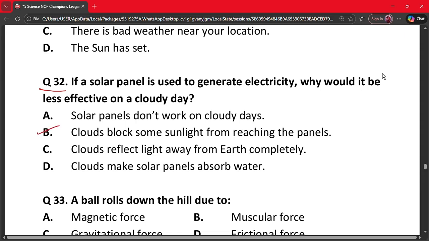Why? Because solar panels need direct sunlight. Clouds reduce the amount of sunlight that reaches them. So the correct answer is option B.